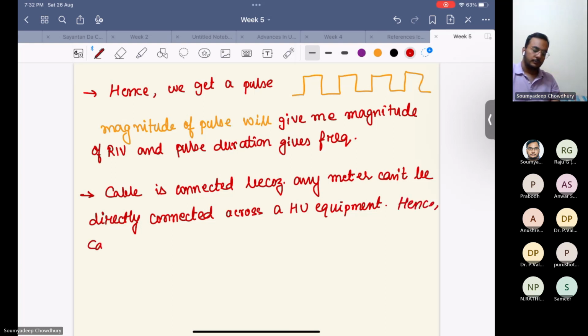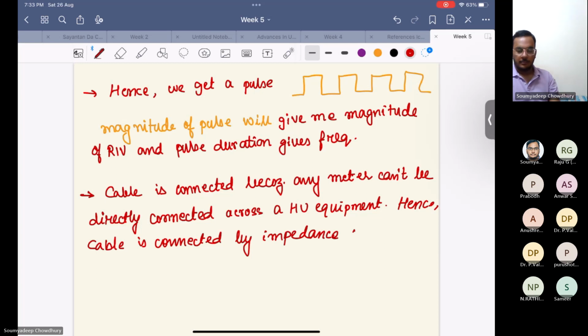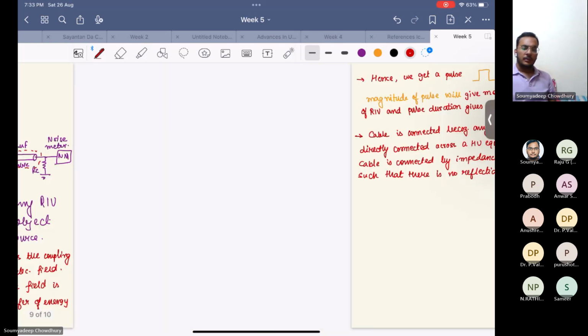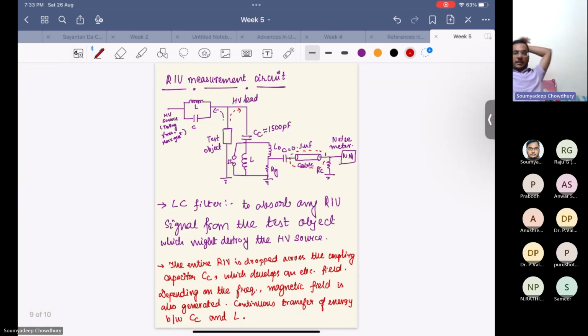Hence, the cable is connected with impedance matching such that there is no reflection. So is the operation of this circuit clear? Any confusion, any doubts, you can ask.